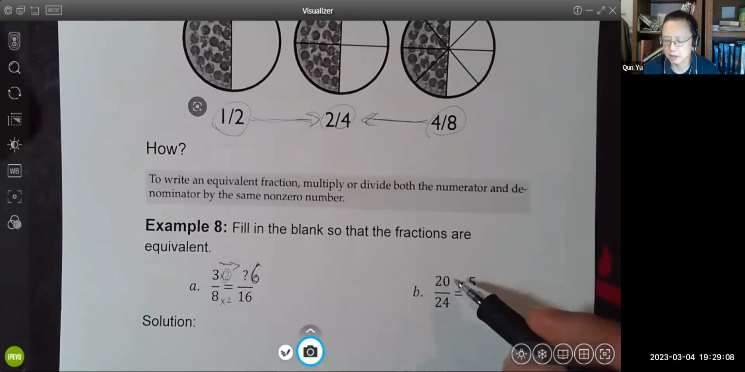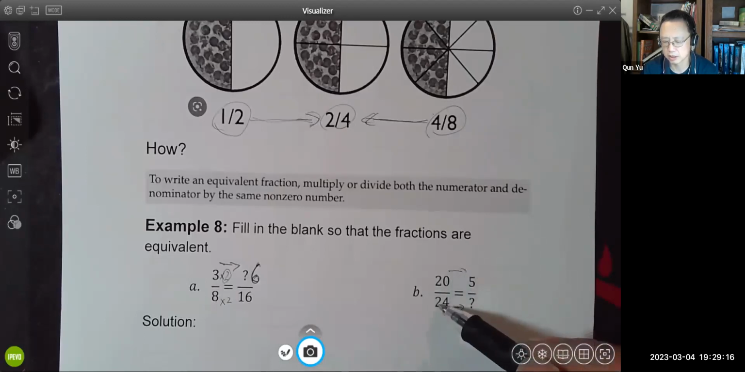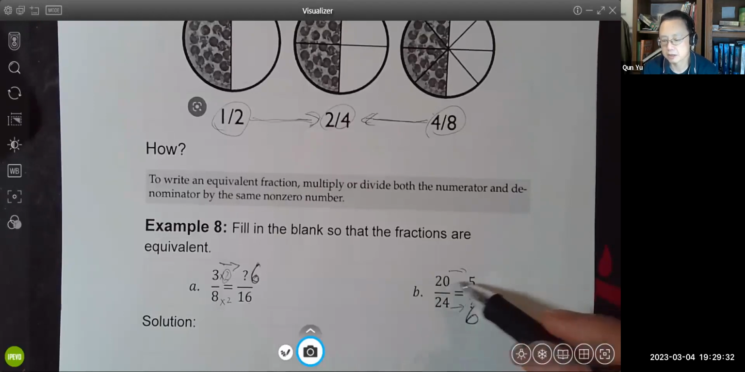Now look at the other one. We want to find this question mark in this direction, right? If you look at the number on top, it's getting smaller. So this has to get smaller by the same factor. 20 divided by 4 to get 5. This one has to divide by 4 to get the question mark, right? So 24 divided by 4 is 6. The answer is 5/6.